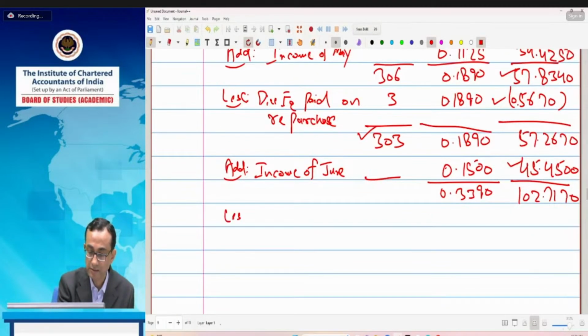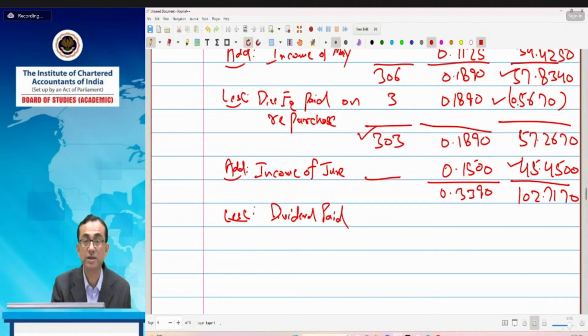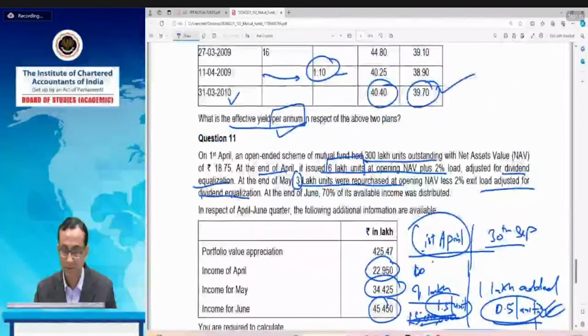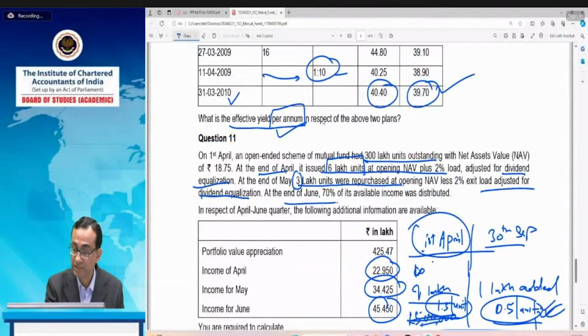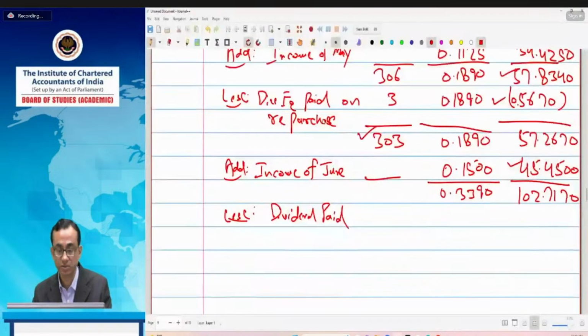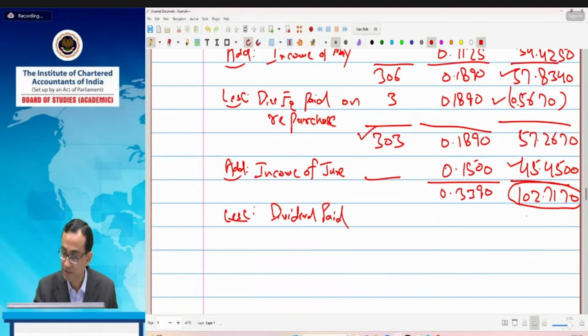Again, then dividend paid. Any information regarding dividend paid is given in the question also, that at the end of June, 70% of available income was distributed. So 70% of the dividend is distributed. So dividend paid is 70% of this amount, 70% of 102.7170, which is actually 71.9019.